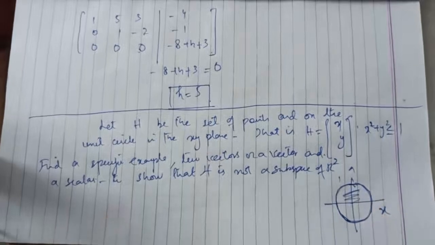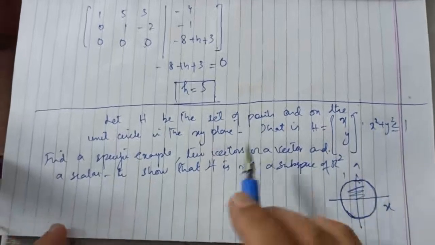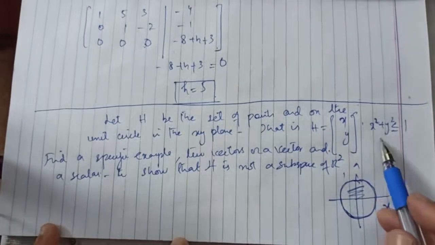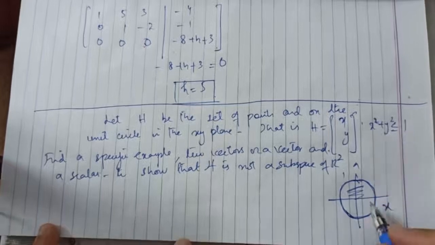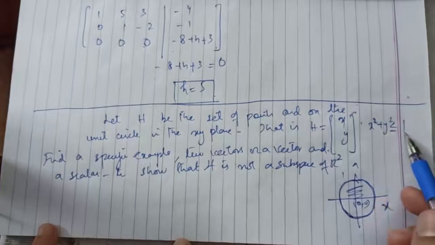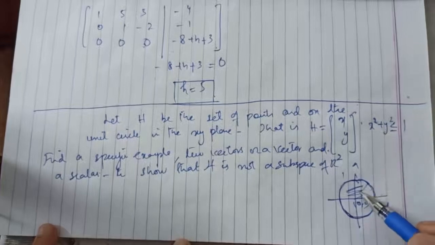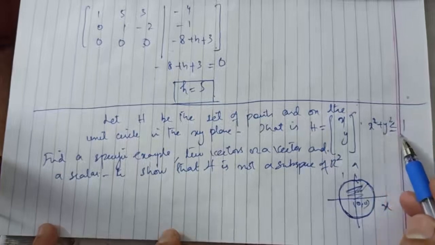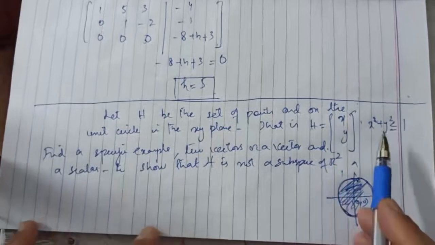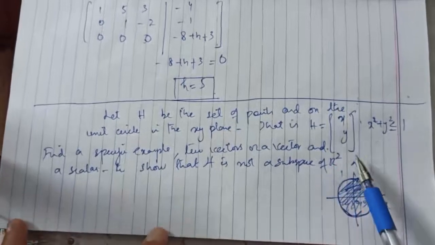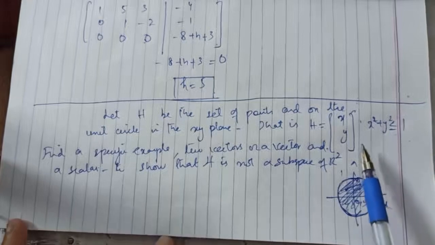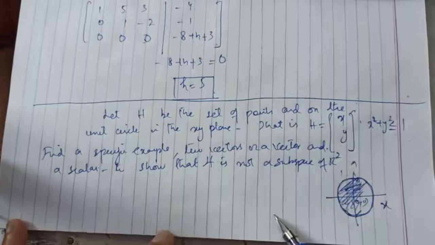Now, since we know that this is the circle, and it's a unit circle at the origin, the equation of the circle is x squared plus y squared equals 1, right? But since we are talking about all the points inside the unit circle as well, x squared plus y squared is less than or equal to 1, so it's saying that this is the vector space. But you have to show that it is not a vector space, and we have to give some examples to illustrate that it's not a subspace.